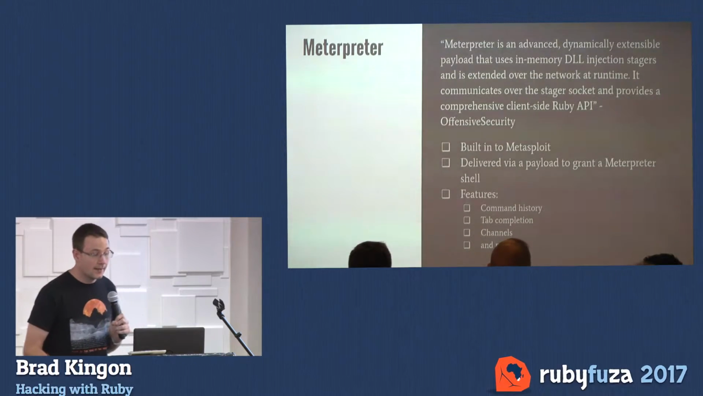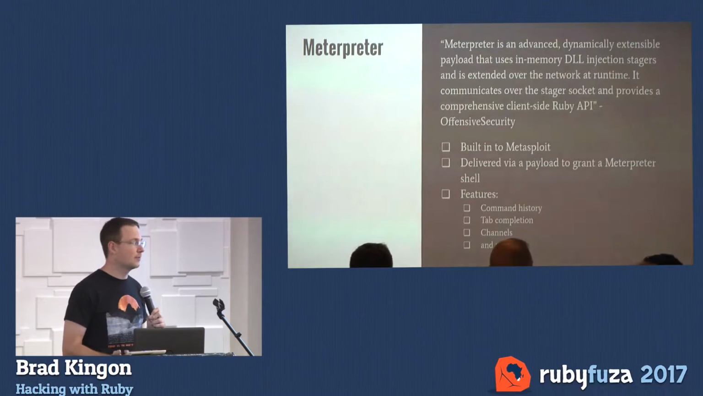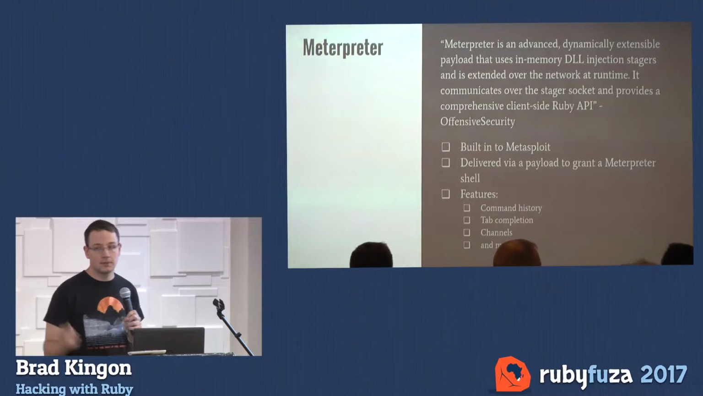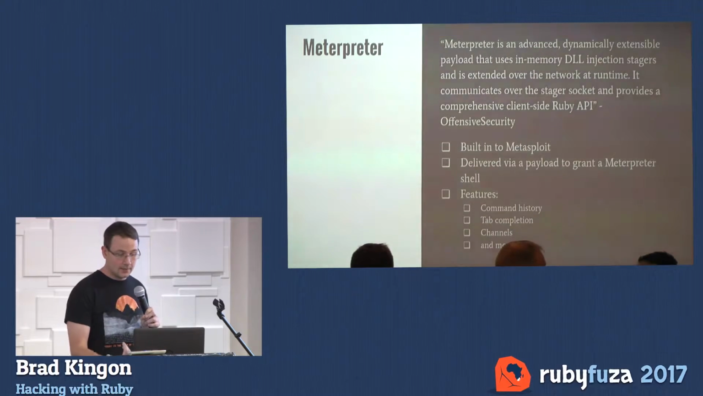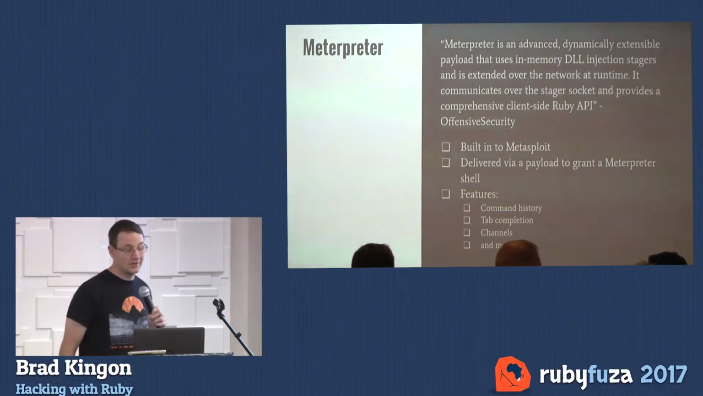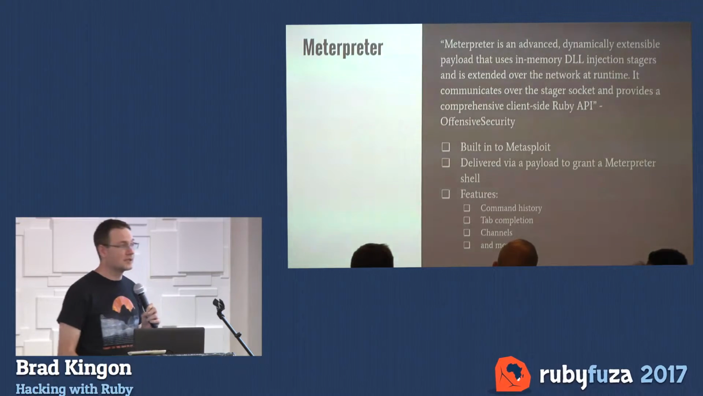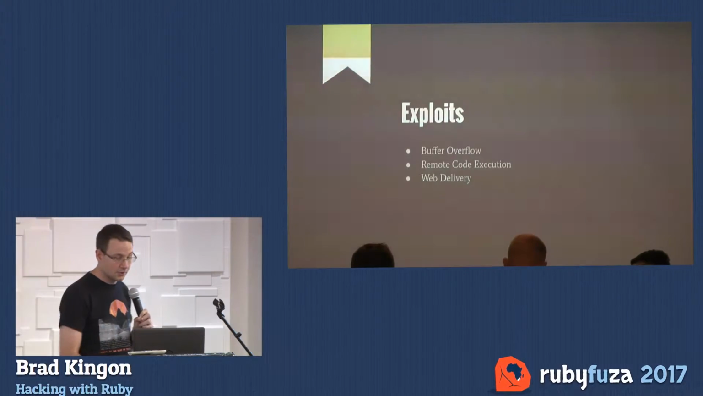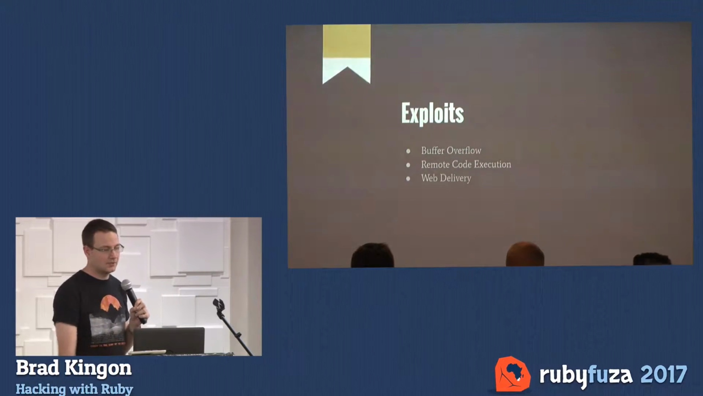And the payload that's going to be in there is going to allow us to fire up this meterpreter shell. What's really great with this meterpreter shell is it has a full client-side Ruby API. So you'll be able to do things like actually open up an IRB console once you are inside the target system. And then it comes with a whole pile of other things, command history, tab completion, channels, and lots of features. It's really powerful once you get in to be able to use the meterpreter shell.